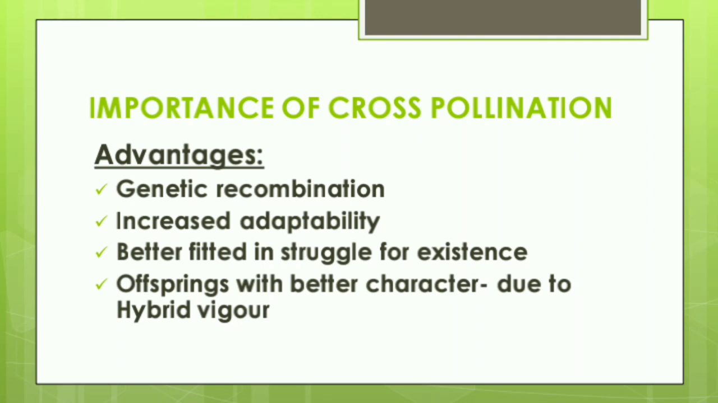The plants produced through cross-pollination are more resistant to diseases. The seeds produced are usually larger and the offspring have characters better than the parents due to the phenomenon called hybrid vigor. The defective characters of the race are eliminated and replaced by better characters. So these all are the advantages of cross-pollination.